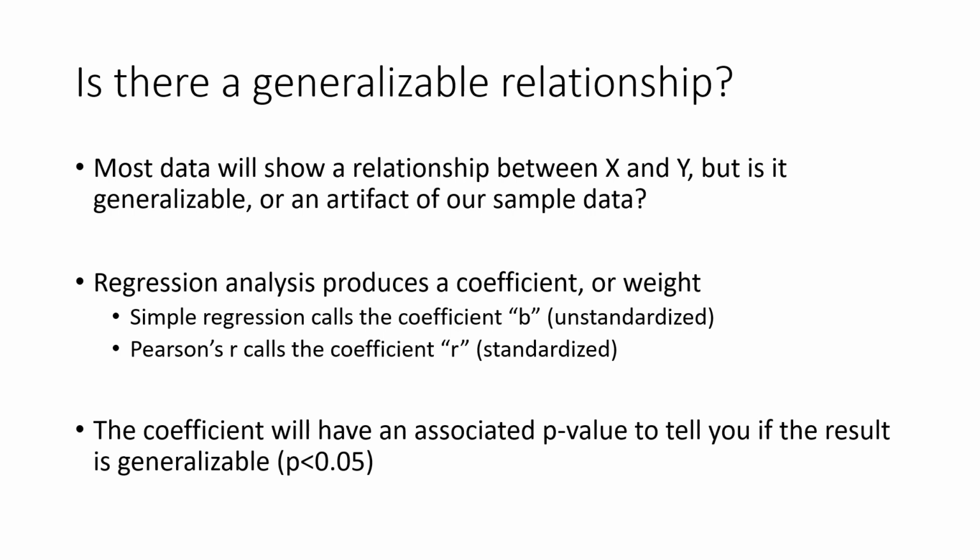Is there a generalizable relationship between x and y? So this is, I guess, the same question you would ask in any inferential statistics test. We ask the same question when it comes to chi-square and ANOVA and t-test. But let's think about how we might answer this question in the context of regression analysis. Most data, when you do a regression analysis, will show that there's some type of relationship between x and y, right? It might not be very strong, but there will be some kind of identifiable pattern of a relationship.